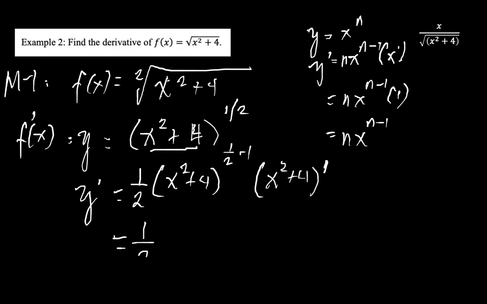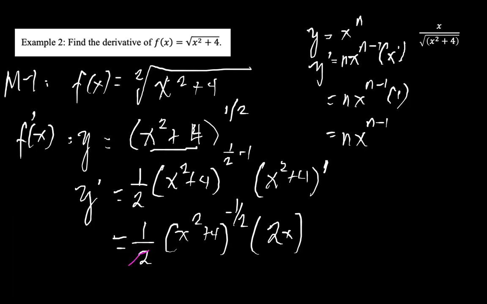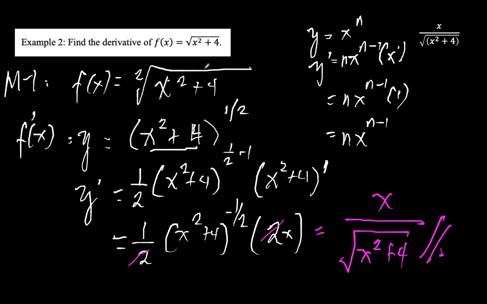So let's copy. There we go. And x squared plus 4 raised to negative 1/2. And what's the derivative of x squared plus 4? That's 2x. And I can cancel out 2. So we can now simplify this expression. I can cancel this out. There we go. And our final answer is x over, of course, this is negative, so this becomes the square root of x squared plus 4. So this is now our final answer for this problem.